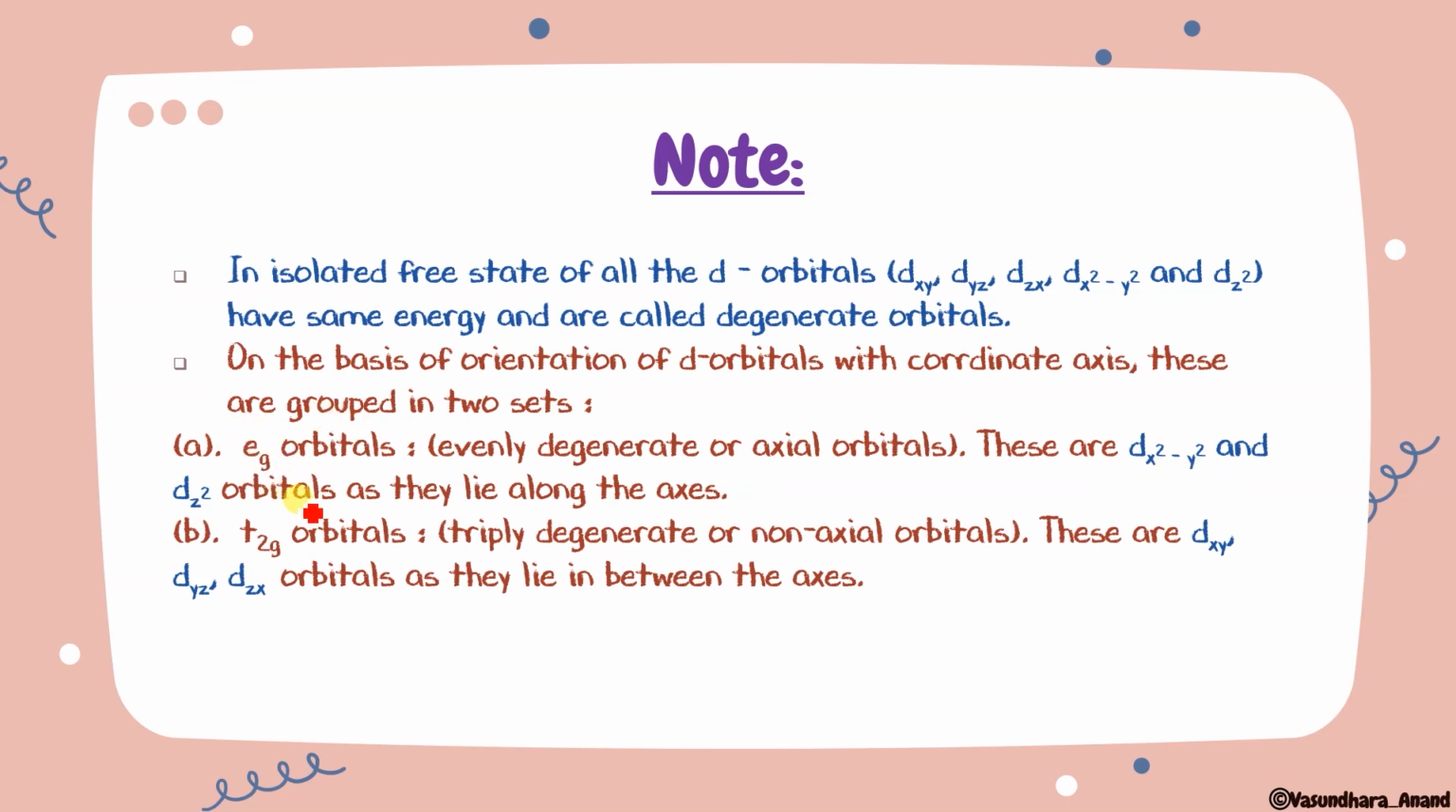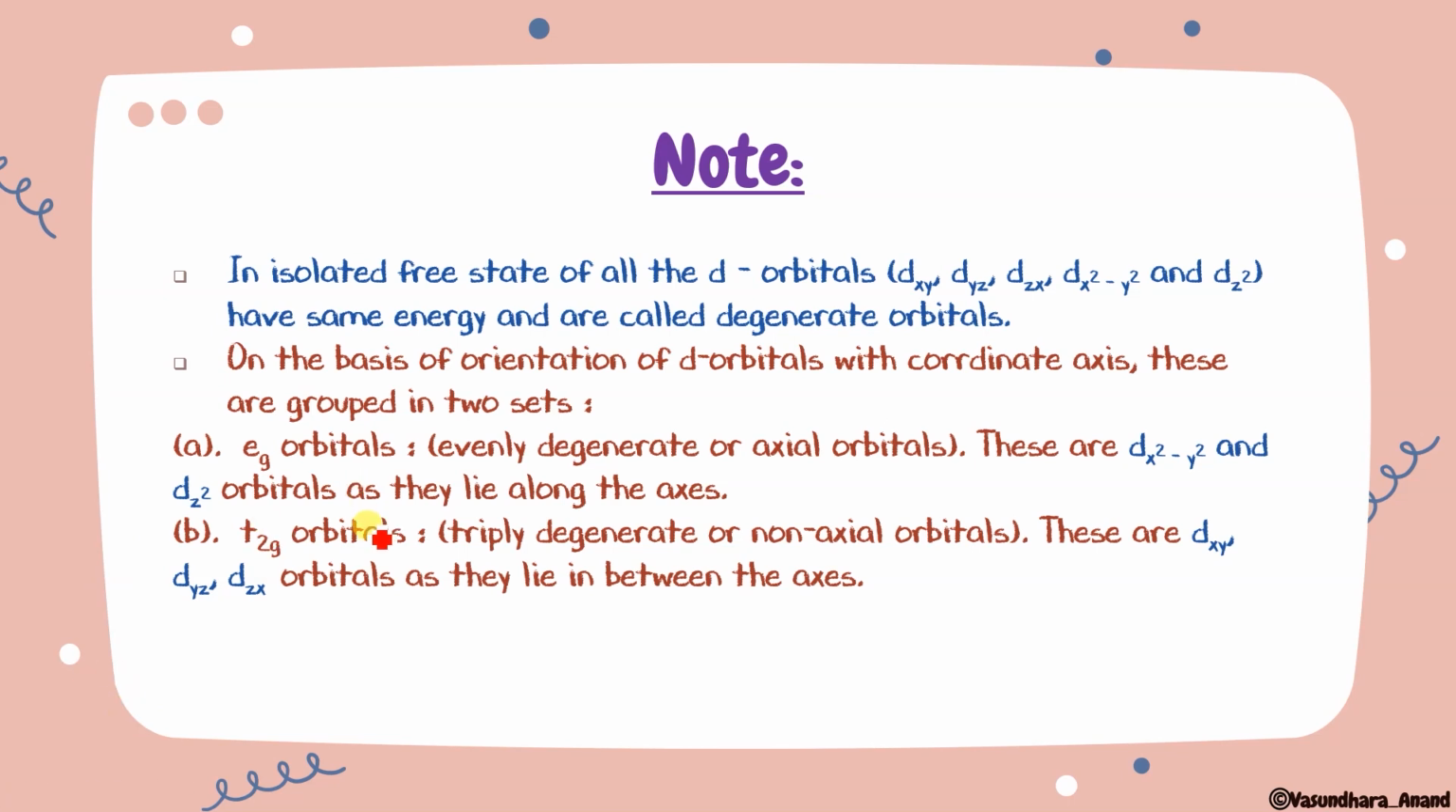In eg, the g shows the degeneracy, that means the energy is the same. So wherever it is eg, it will be dx square minus y square and dz square, and these eg orbitals have lobes on the axis only. The remaining three, in which the lobes are in between the axis, are named t2g orbitals. They are also known as triply degenerate or non-axial orbitals. The lobes lie in between the axis, not on the axis. These three are dxy, dyz, and dzx.